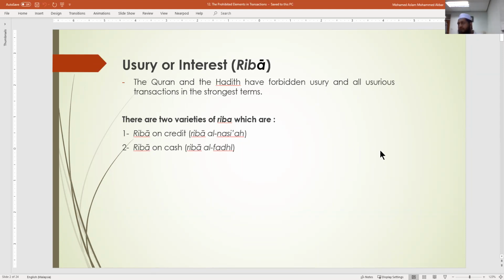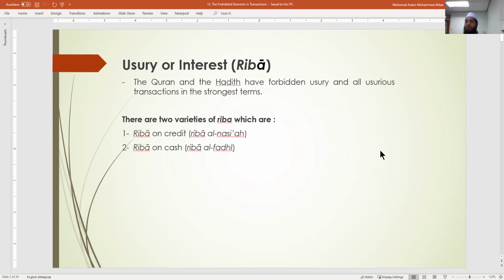They have forbidden usury and all usurious transactions in the strongest terms. And then you need to know that there are two types of riba that we need to learn today. The first one is riba on credit, which we call riba an-nasi'ah.